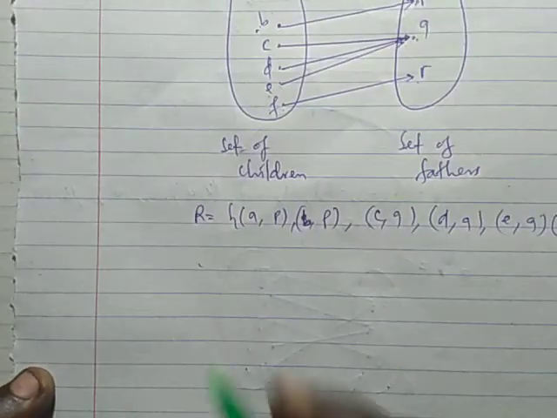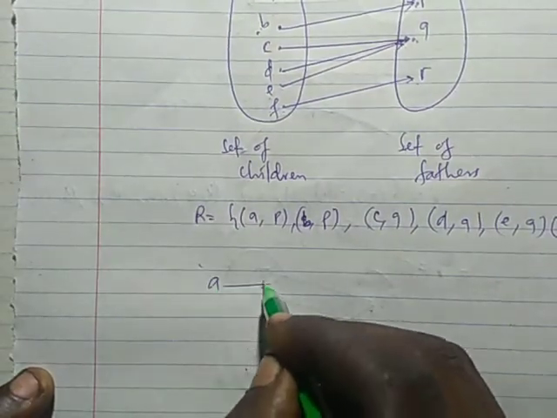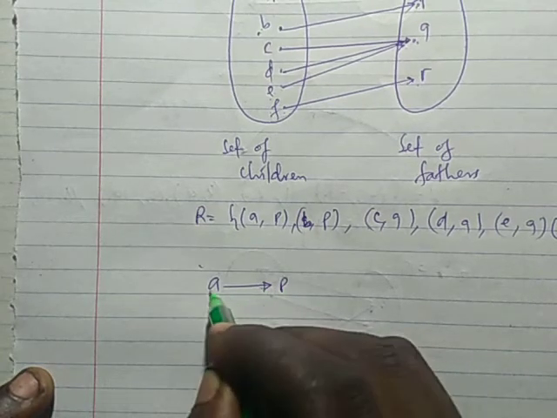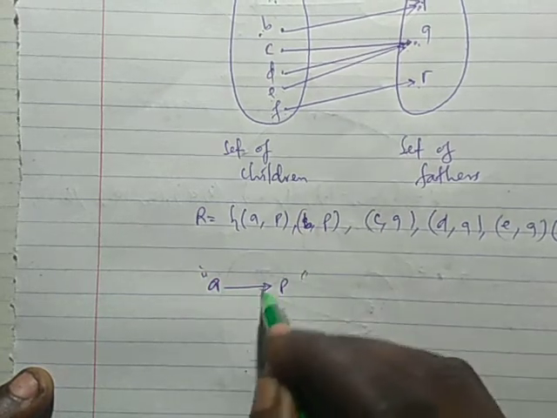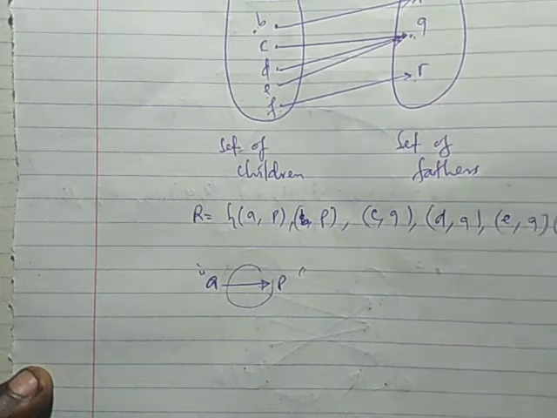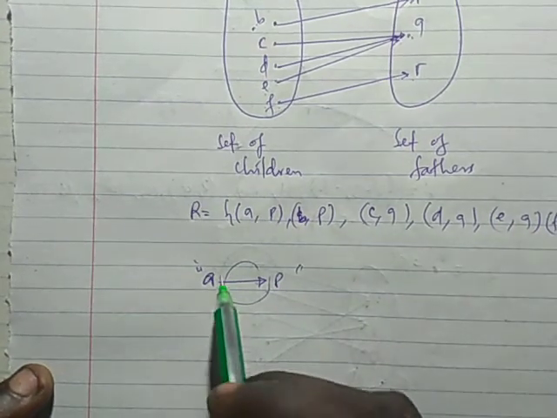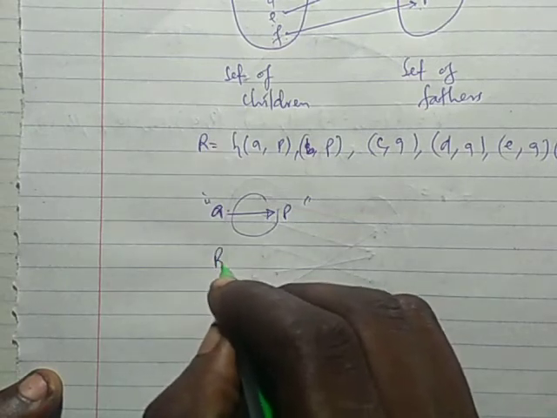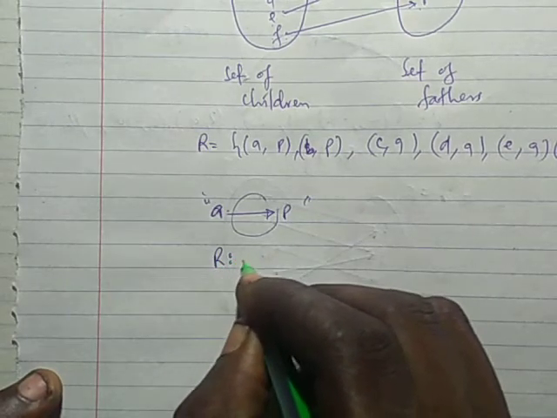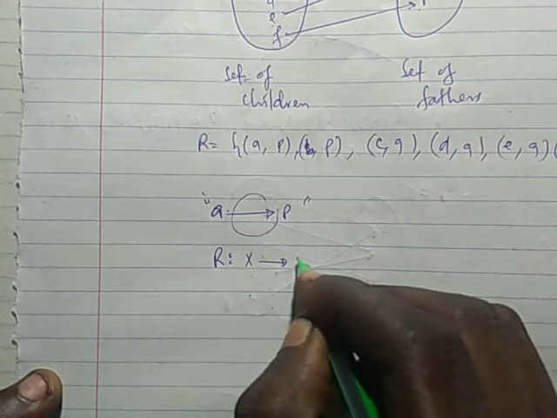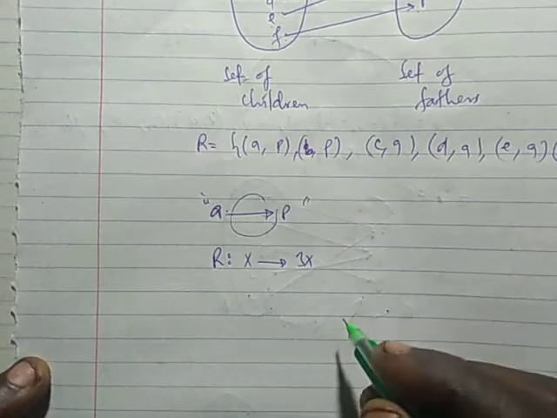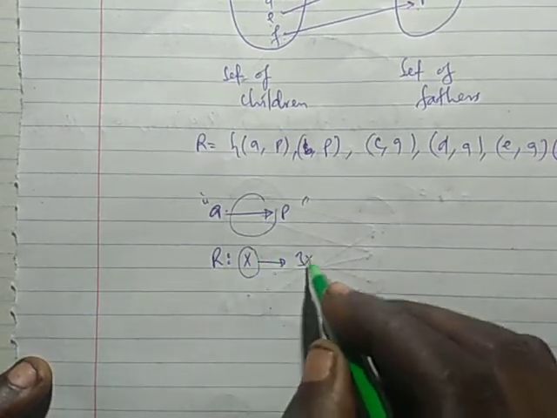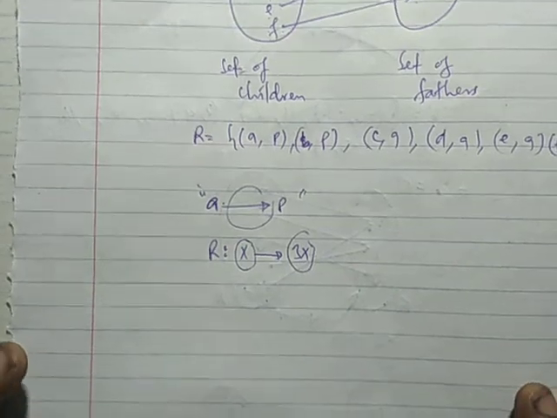Kwa hiyo kwenye relation tukiandika A alafu tukachora arrow P, tunakuwa tunamaanisha A is mapped into au onto P. Maanake A ameenda kwa nani? Kwa P. So kwenye relation unaweza kukuta labda ameandika relation R whereby x is mapped into 3x. Maanake nini? Kwa kila value ya x, value yake ya y itakuwa ni sawa na 3x.